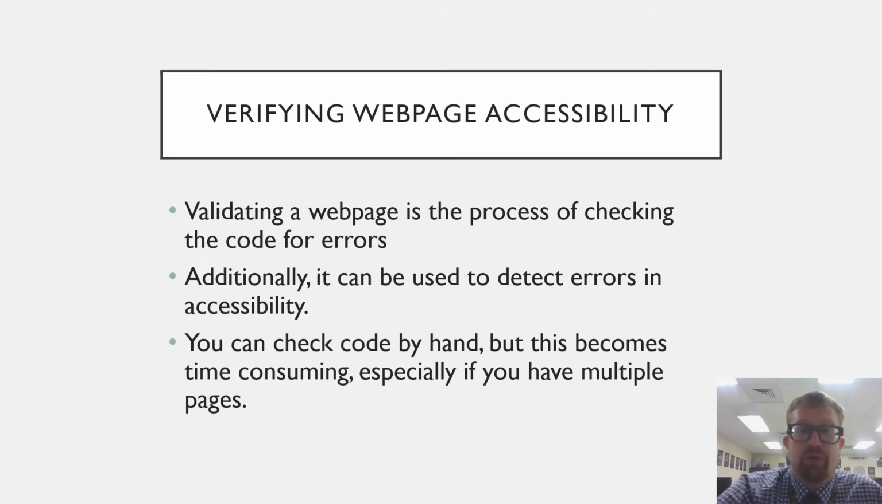So, one of the ways that you can verify web page accessibility is using a validator. Remember, we talked about validating last week. Validating is the process of checking your code for errors, and it can be used to detect errors in accessibility. You can check the code by hand, but again, this becomes time consuming, especially if you have multiple pages.